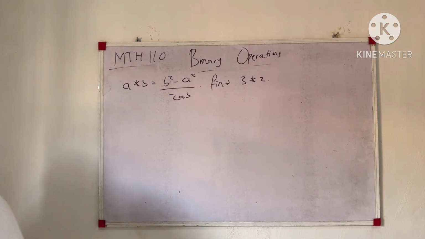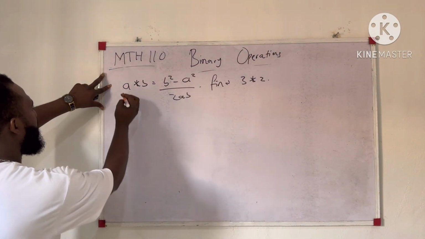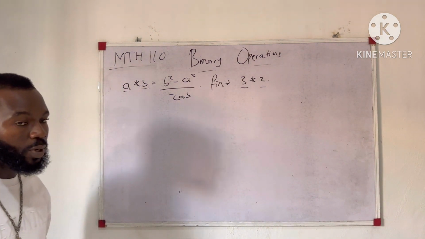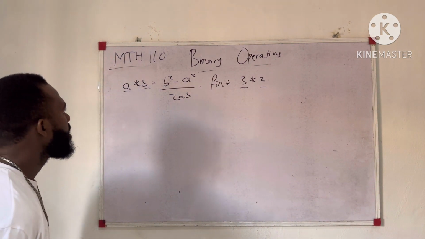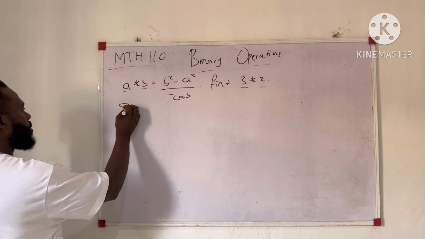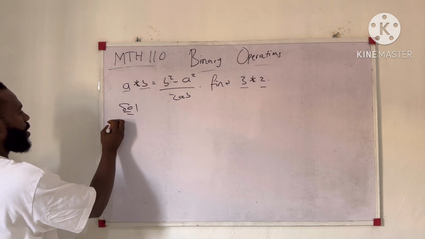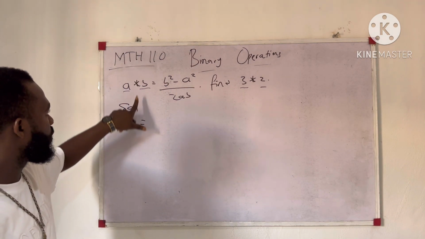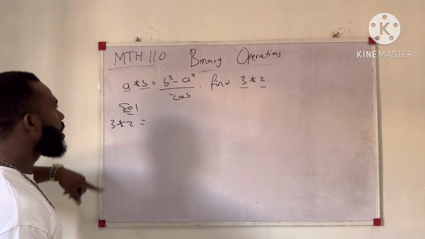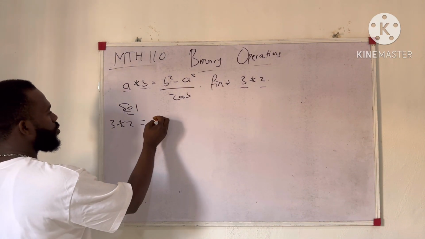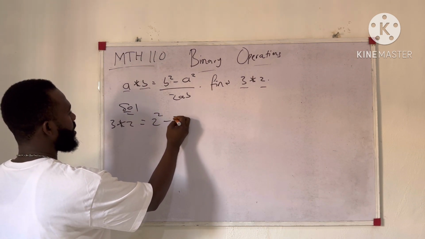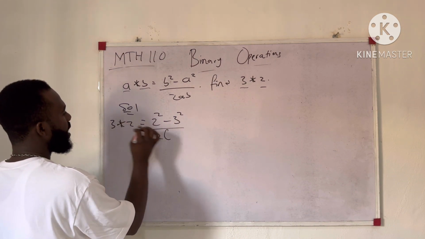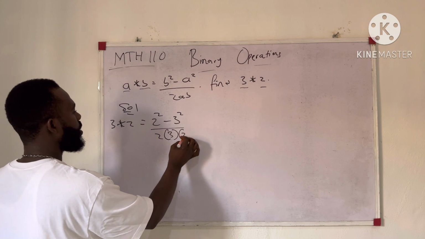3 operation 2. Again, here A is 3 and B is 2. So what do we do? Substitute. It's as simple as that. Now if we substitute, A is now 3 and B is now 2, so where we have B, we give 2, and where we have A, we give 3. So here becomes 2 raised to the power of 2 minus 3 raised to the power of 2, all over 2 brackets, A is 3 and B is 2.